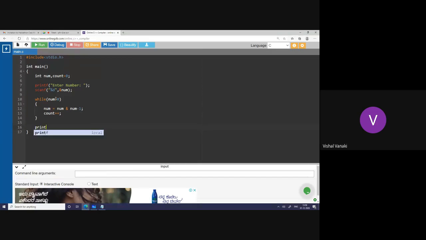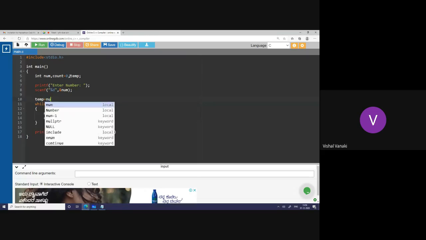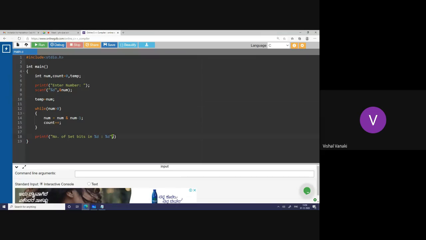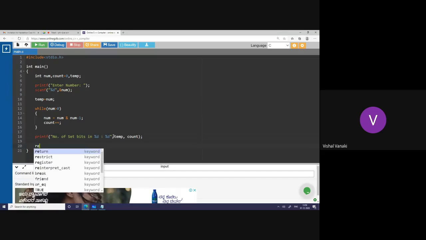So once I come out of the loop, I will have the number of set bits in %d is %d. So double quote, comma, but the number has become 0. So I need to use some temporary variable, just for clarity. Once I get the number, I will keep a duplicate copy of number into temp so that I can display it while displaying the output. So temp comma count, right? And in the end, return 0.